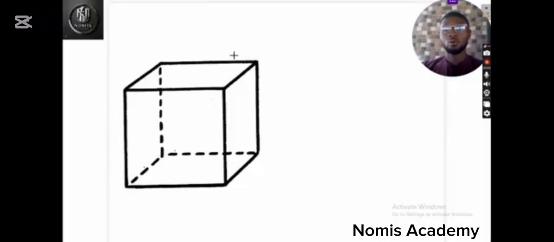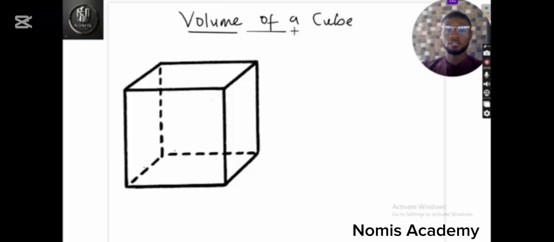This time we will be dealing with volume of a cube. Obviously, from the image you see, a cube.